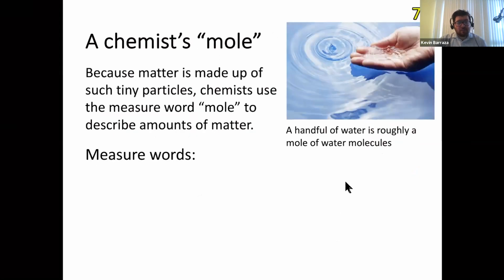Because particles are so small and because we can have so many of them in a single drop of water or anywhere, we use a special unit to discuss particles, and that's called the mole. So because matter is made up of small particles, chemists use the word mole to describe amounts of matter.